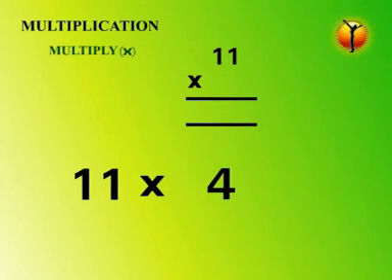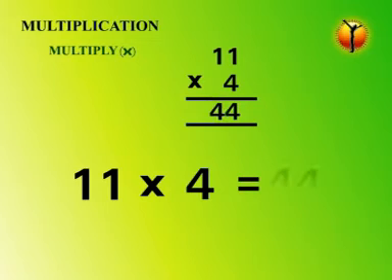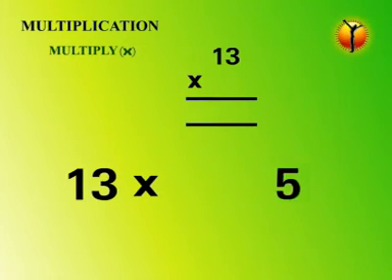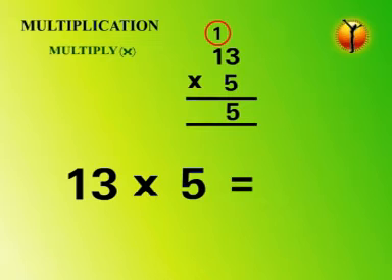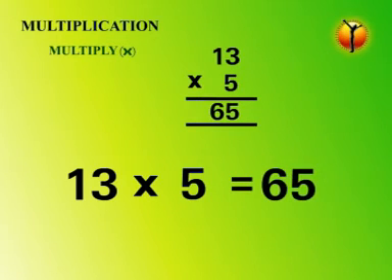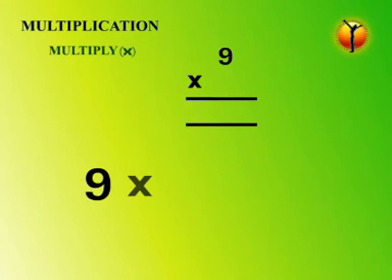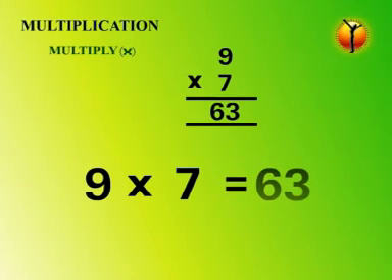11 into 4 is equal to 44. 13 into 5 is equal to 65. 9 into 7 is equal to 63.